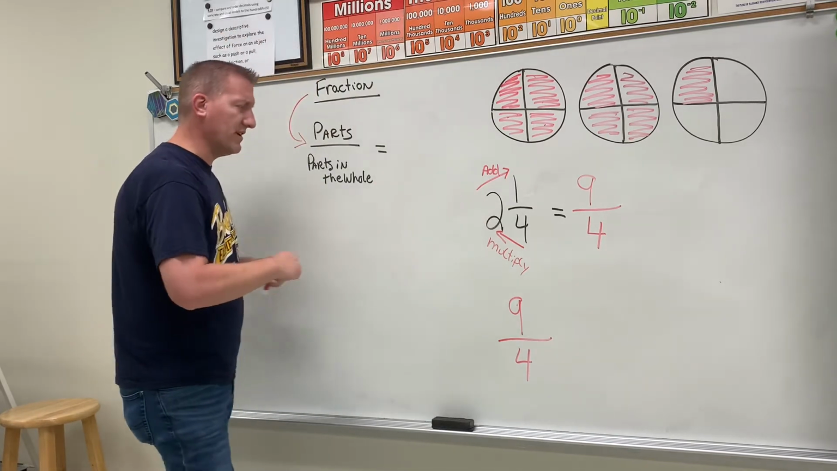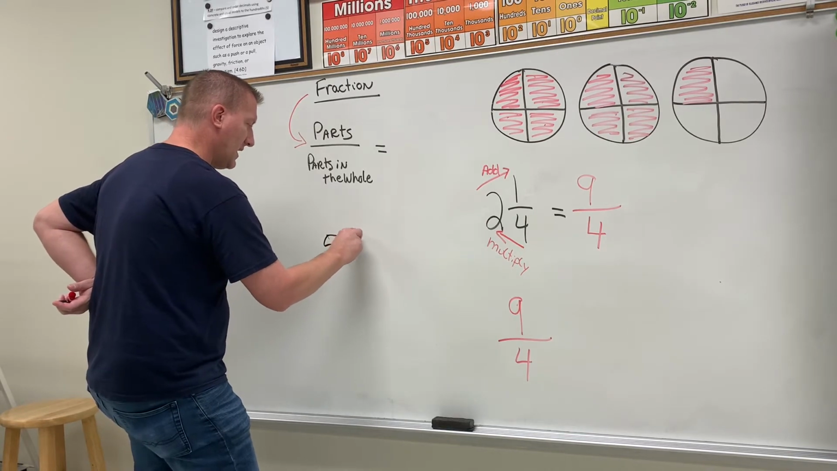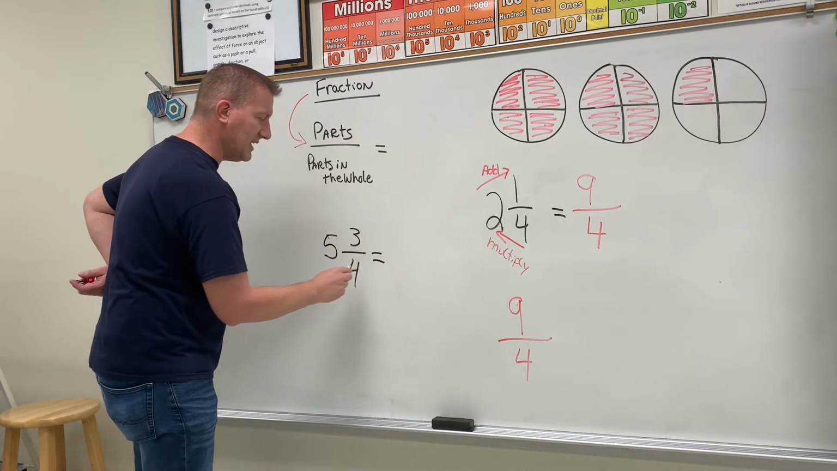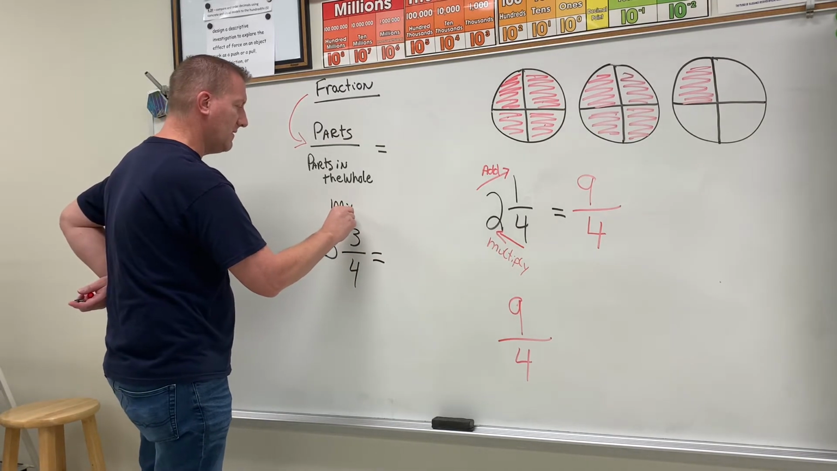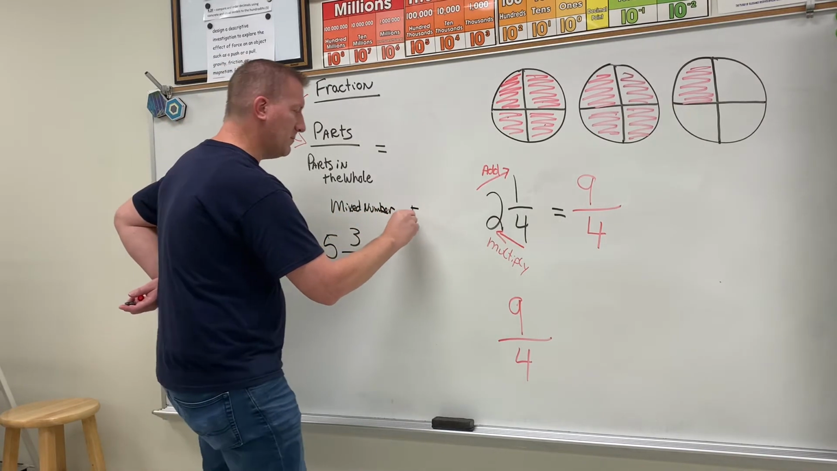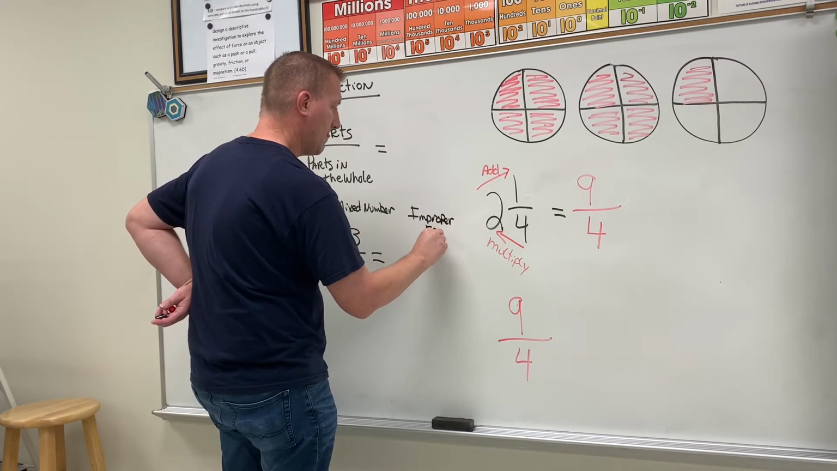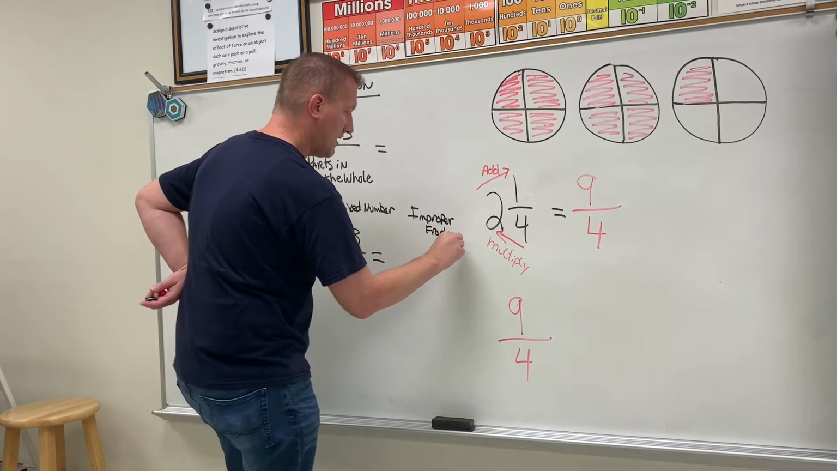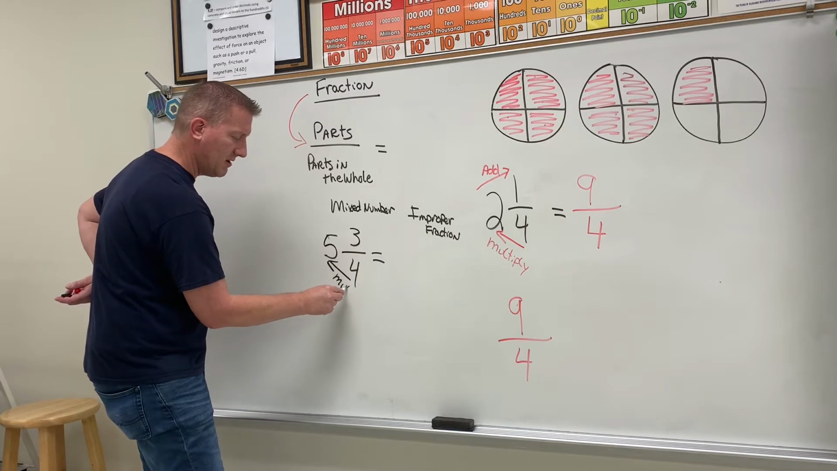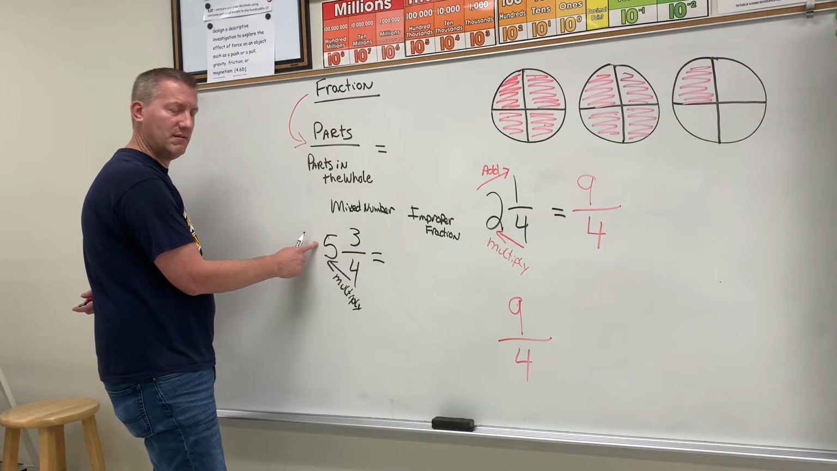And we'll come over here and we'll do another one of those. Okay, so let's say you had 5 3/4. Again, if you want to change from a mixed number into an improper fraction, we're going to multiply. 4 times 5 is 20.